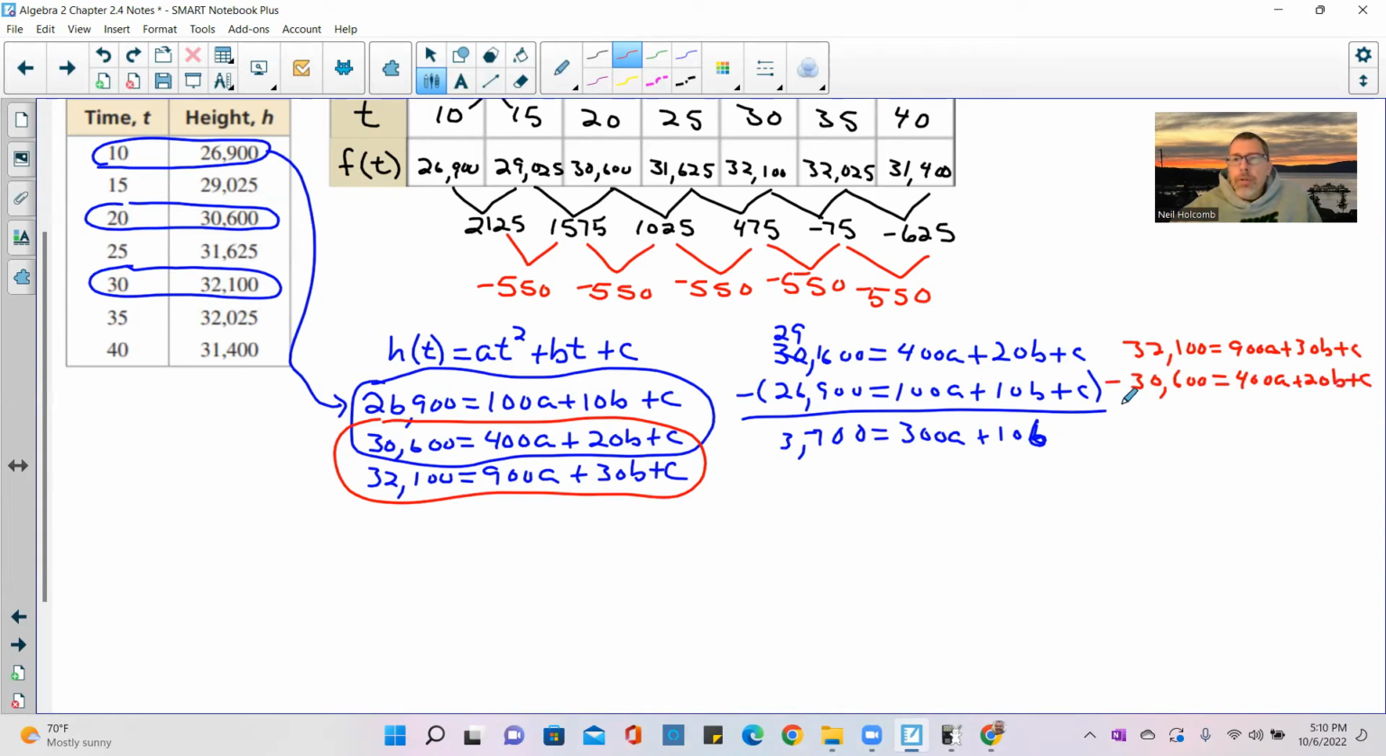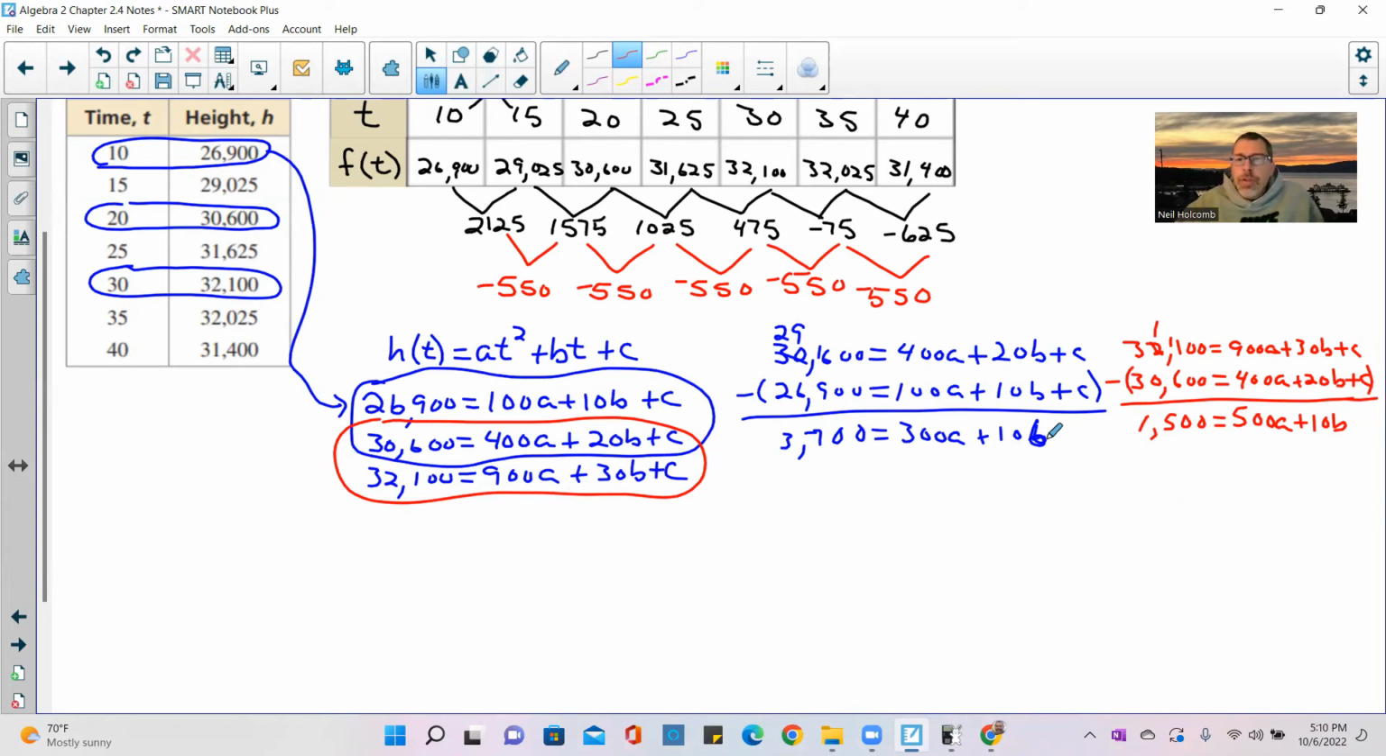And when I subtract those, I like to put the second one in parentheses so I know that I'm subtracting everything. So I need to borrow from here. 11 minus 6 is 5, 1 equals 500a plus 30 minus 20 is 10b, and the c's are gone.